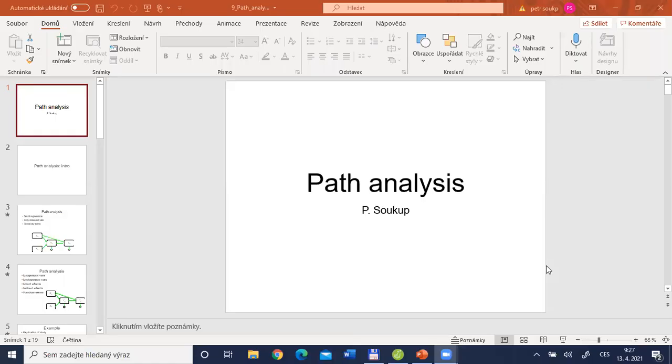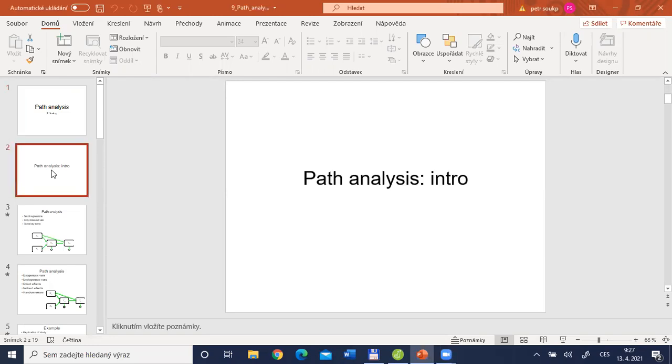And we can go to a new topic, which is path analysis. So let's briefly discuss the basics of this model. We will make a brief introduction into path analysis logic by pictures and equations, and then we will of course move into real life computations.